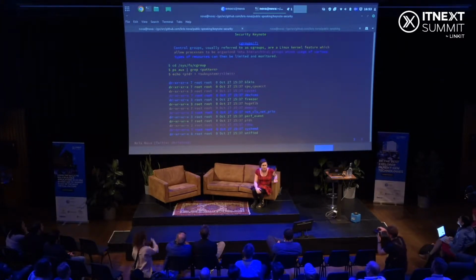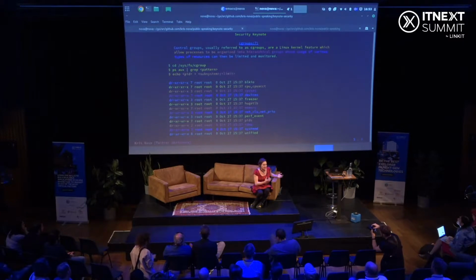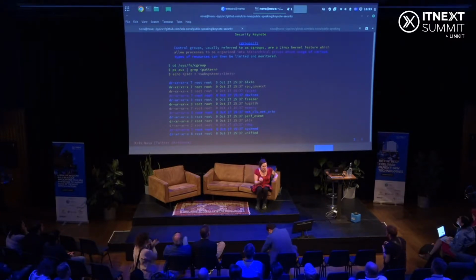Block I/O, this is storage. How much storage can a process use? We have memory. How much memory can a process use? We have freezer. We have devices. We have CPU. How many cores can I use? How many cores can I not use? We can start to go in and define all of these things.